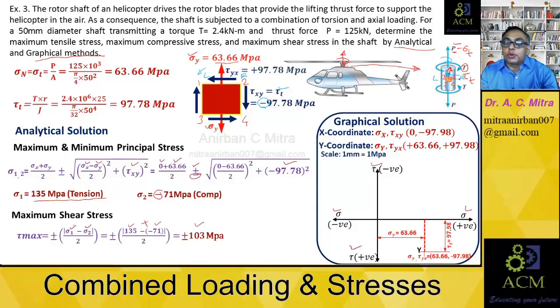Similarly, I want to plot the x coordinate. Just check that tau is 97.98, but it will be a negative value. That's why it will be on the upper side on the tau axis. And sigma x is 0, so it is along the y axis only. So here I am getting the x coordinate. Sigma x and tau xy is equal to 0 and minus 97.98.